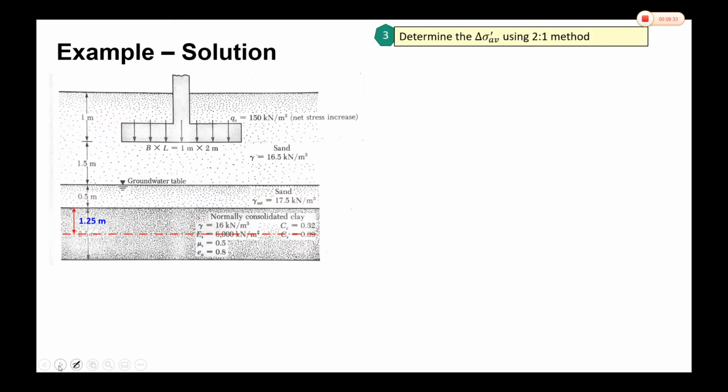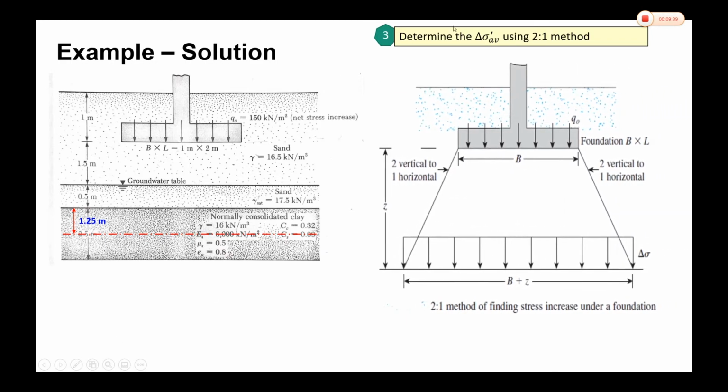Okay, what's next? So now we need to determine the delta stress prime using the 2-to-1 method. So this is the distribution of the stress change underneath the foundation by using the 2-to-1 method. Alright, so we need to project below the foundation, just like this, B plus Z. Z is the depth. So we need to use the rules of 2 to 1 to find the stress increase under a foundation. Okay, let's take a look.